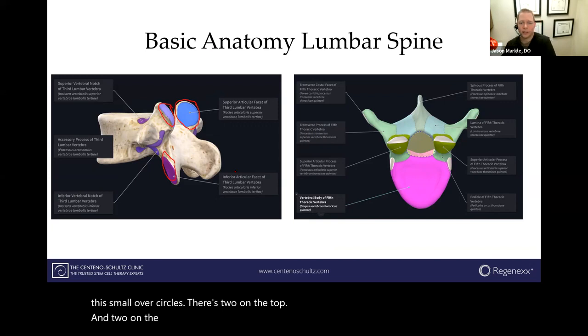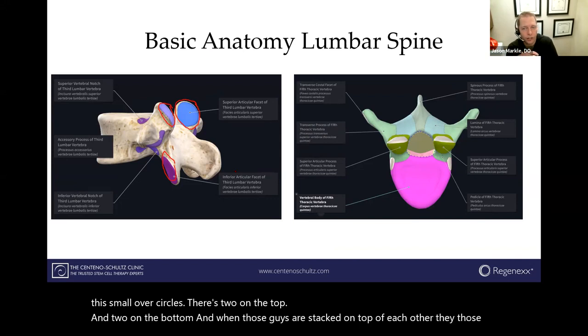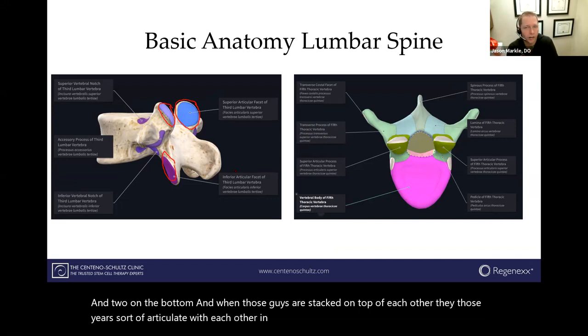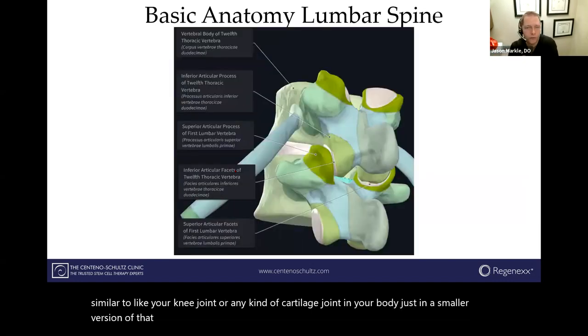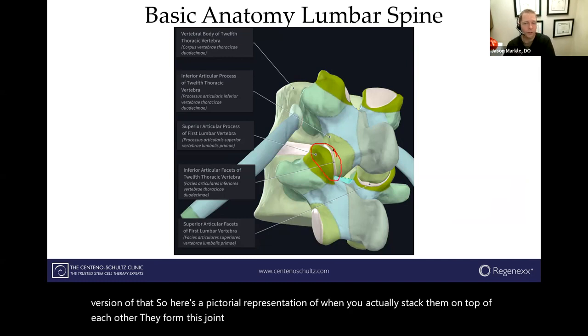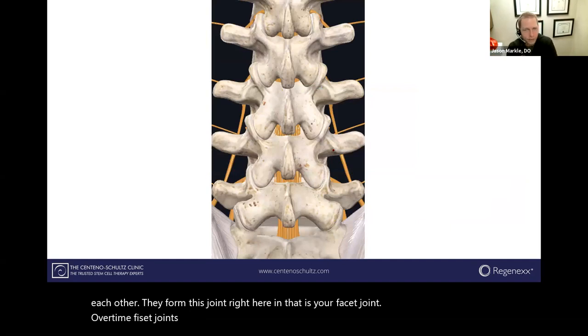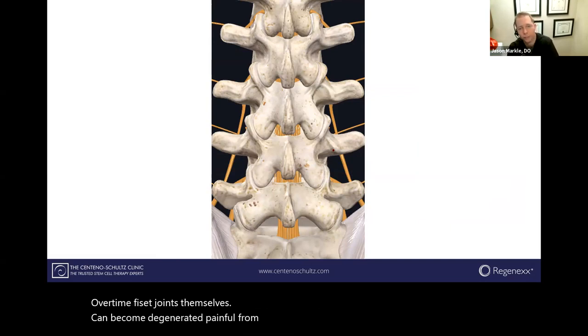And when those are stacked on top of each other, those ears sort of articulate with each other, and each portion of the ear is covered with cartilage, similar to your knee joint or any kind of cartilage joint in your body. It's just a smaller version of that. So here's a pictorial representation of when you actually stack them on top of each other. They form this joint right here, and that is your facet joint. Over time, facet joints themselves can become degenerated, painful from trauma, or instability of your back putting some extra stress on those joints.